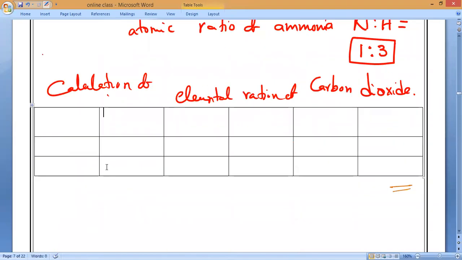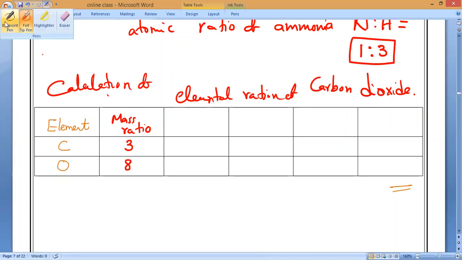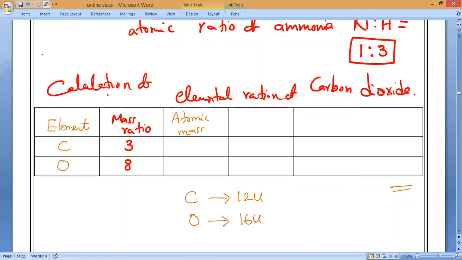Now you can write. What will come in the first column? Element. What are the elements present in carbon dioxide? Carbon and oxygen. As always, one atom only you should write. Be careful. Next, mass ratio. The mass ratio of carbon dioxide is 3:8. Next, atomic mass. The atomic mass of carbon is 12U. The atomic mass of oxygen is 16U. Write it.